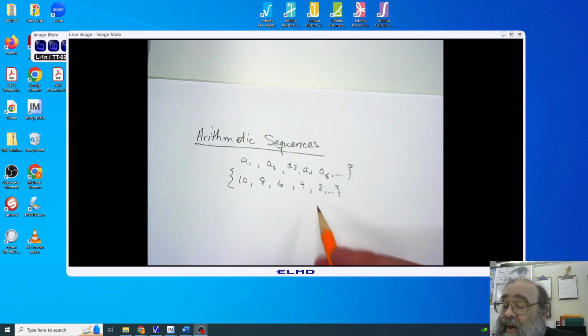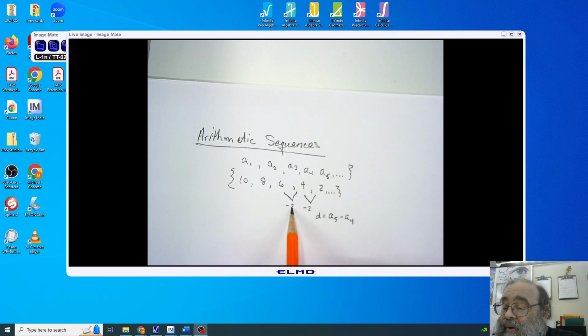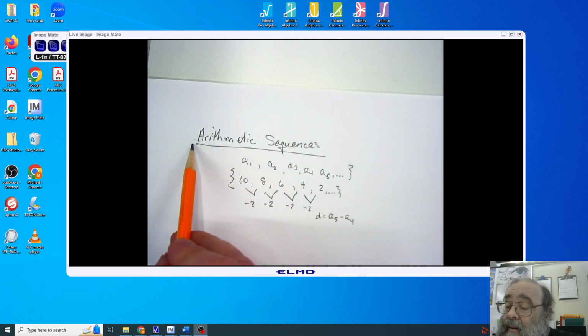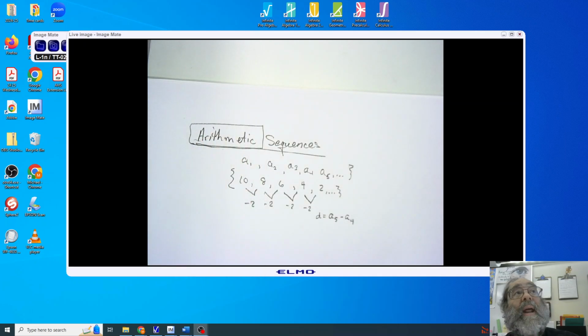So if I'm looking at this, I want to take a sub 5 and subtract a sub 4 in order to figure out the common difference. And you'll notice 2 minus 4 is negative 2. We repeat the process. 4 minus 6 gives me negative 2. 6 minus 8 gives me negative 2. And 8 minus 10 gives me negative 2. This is now a consistent common difference, and that is what is required to be arithmetic.